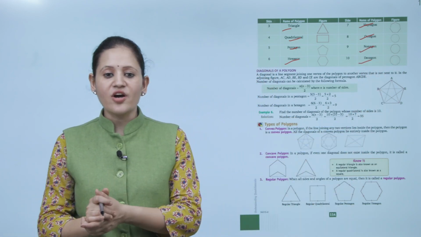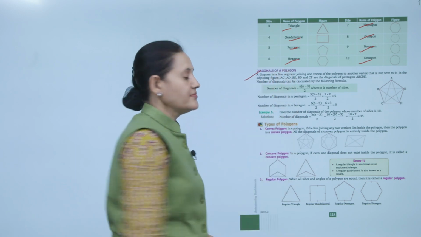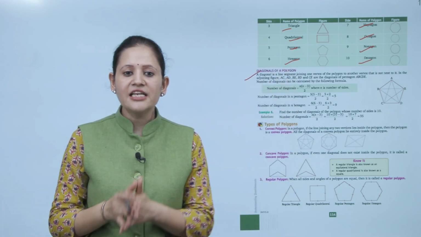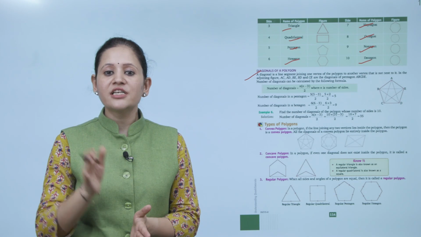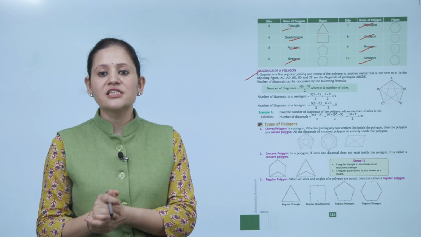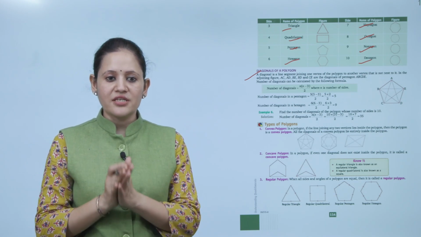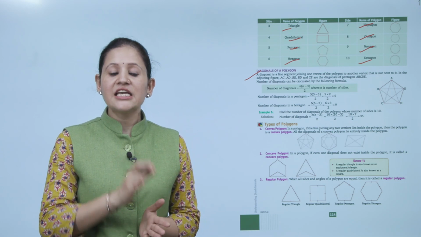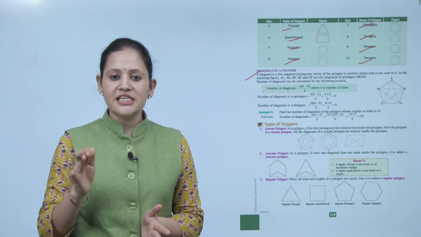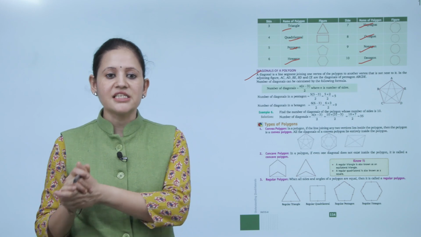Next is diagonals of polygons. A diagonal is a line segment joining a vertex of the polygon to another vertex that is not next to it. In the adjoining figure, AC, AD, BE, BD, CE are the diagonals of the pentagon ABCDE.